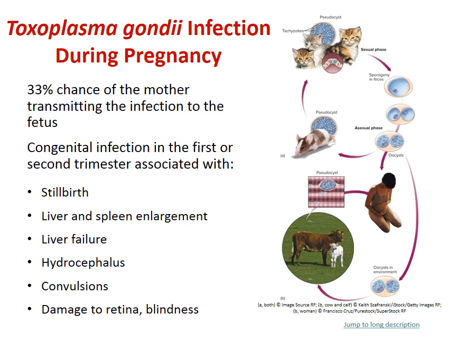So the idea here is you must always eat meat well cooked, and you must stay away from cat feces while, again, pregnant. I do want to show you, though, that the percent chance of transmission from mother to offspring is only sitting around 33%. But again, whenever you look at the potential outcomes here with stillbirth, liver and spleen enlargement, liver failure, hydrocephalus, convulsions, damage to retina, and blindness, those are risks that we don't want to take. So again, don't mess with cat feces if you're again pregnant, and make sure your meat is well cooked.